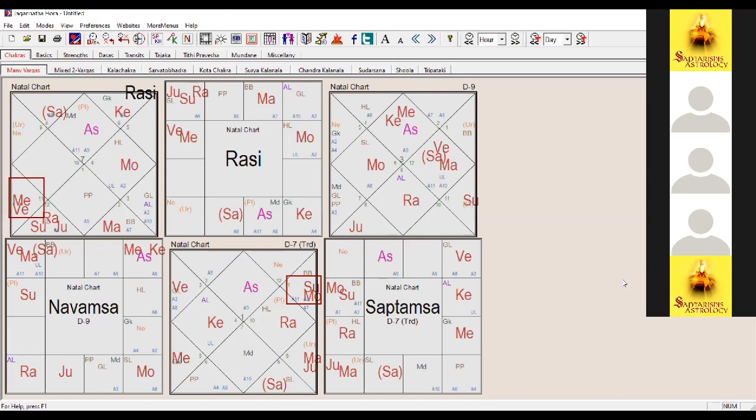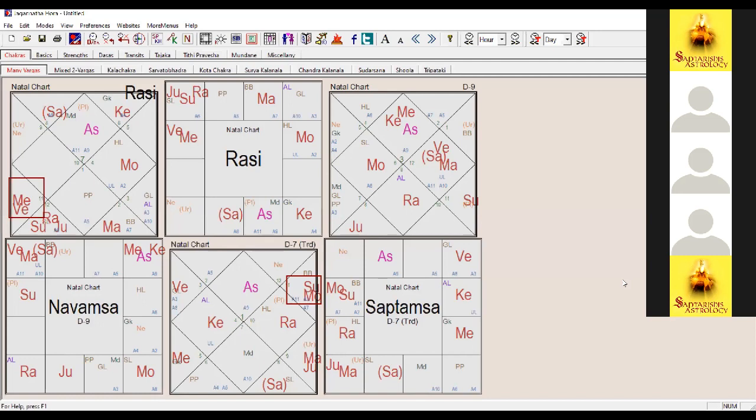Now our second rule is you have to see whether that Karaka planet is connected with the concerned planet or not. So our concerned planet is moon. So the Karaka planet is Jupiter for children. So is Jupiter connected with the moon or not? Yes. Okay, so our 2 rules are fulfilled.